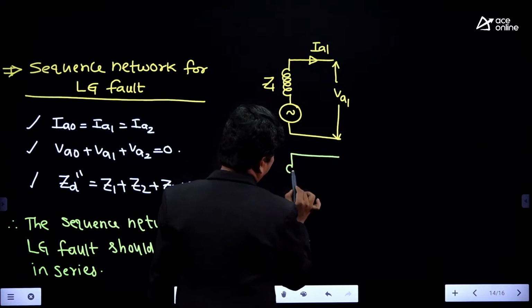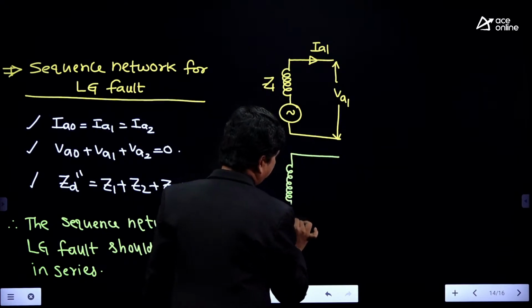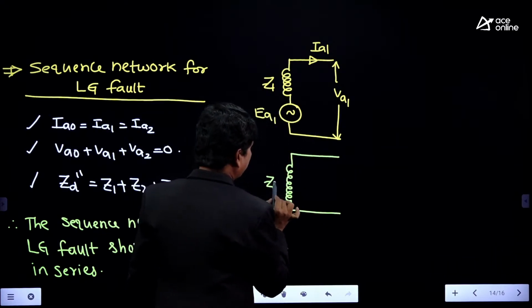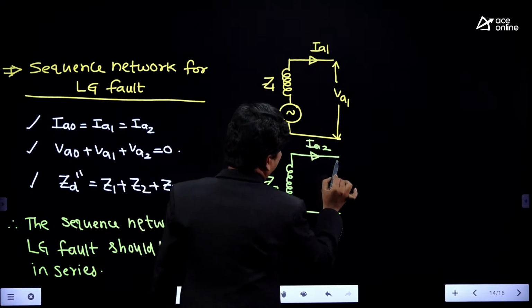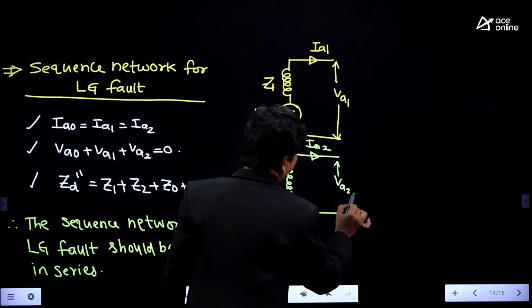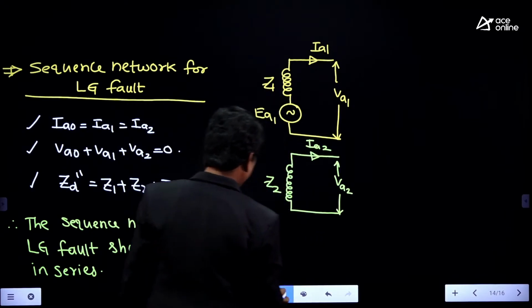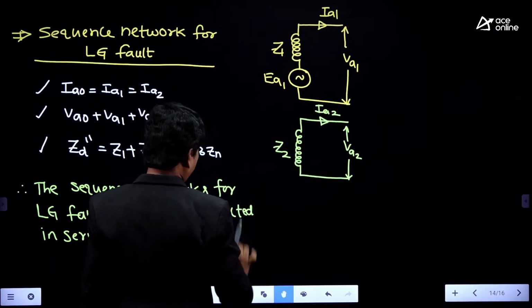And the negative sequence network, here I am drawing, consists of only the impedance Z2, the current is IA2, and the voltage is VA2.